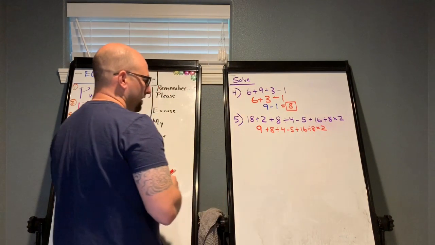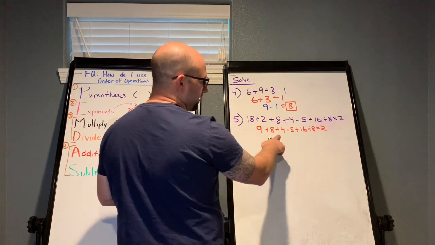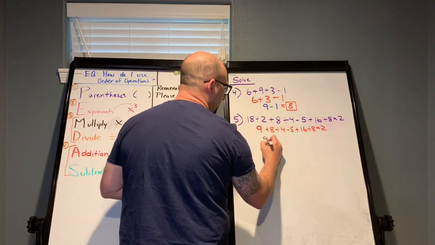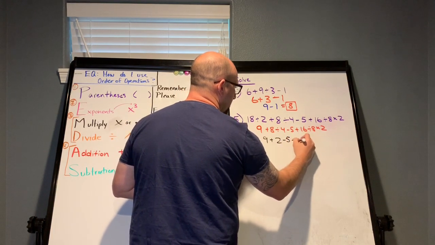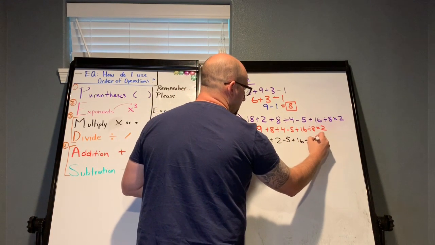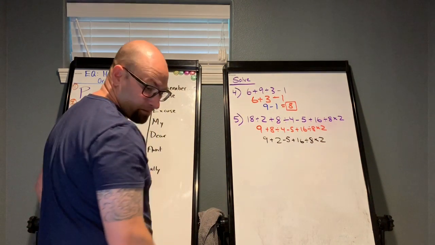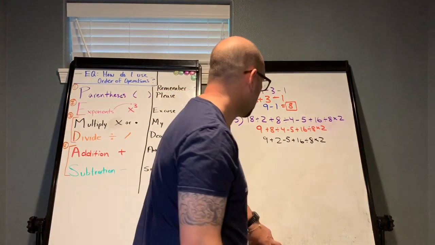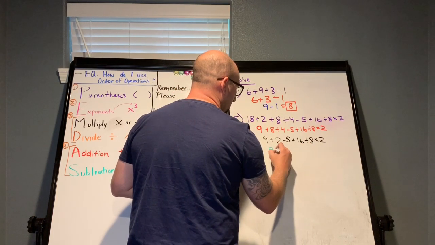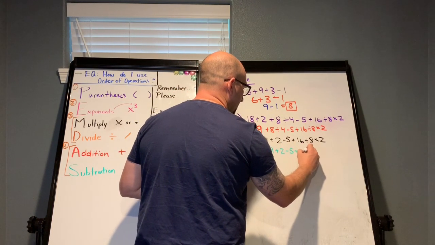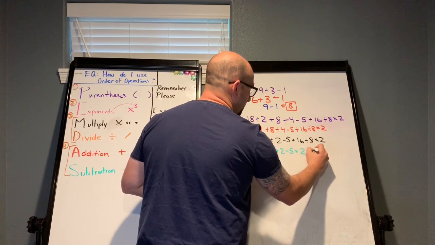2. Okay, so now we'll go the next one. So you don't do the addition, you're going to do this one, which is a division problem. So you go 9 plus 8 divided by 4 is 2 minus 5 plus 16 divided by 8 times 2. Okay? So let's do the next one here. We've got 16 divided by 8. So we go 9 plus 2 minus 5 plus 16. Nope. 16 divided by 8 is 2 times 2.